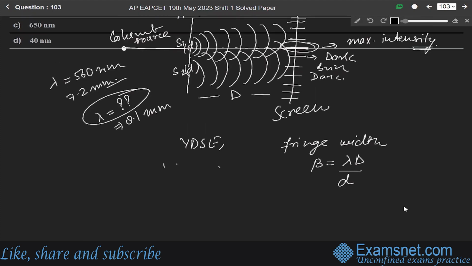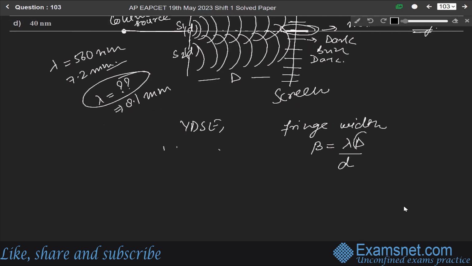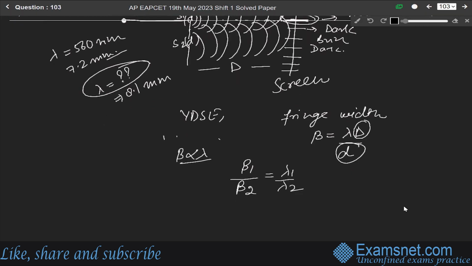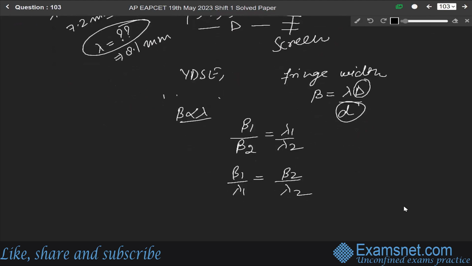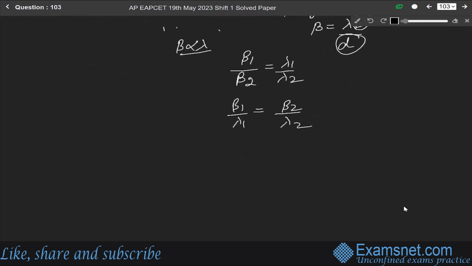For this type of question, capital D and small d are constant, so beta basically depends on the wavelength lambda. From this we can say that beta 1 over beta 2 is equal to lambda 1 over lambda 2. So we can write beta 1 over lambda 1 equals beta 2 over lambda 2. Since we have to find the wavelength lambda 2 for the second light, we can write lambda 2 equals beta 2 over beta 1 into lambda 1.